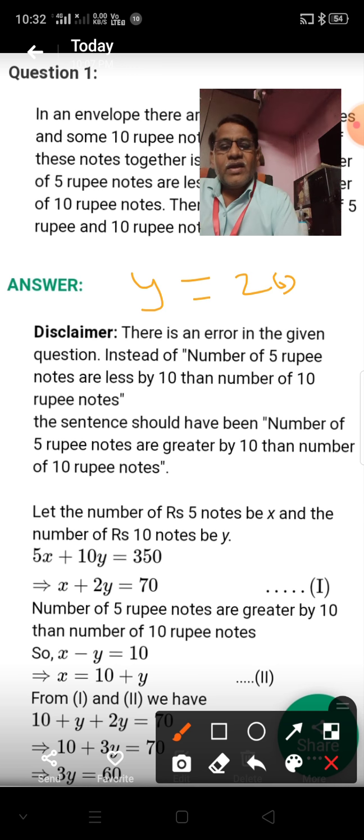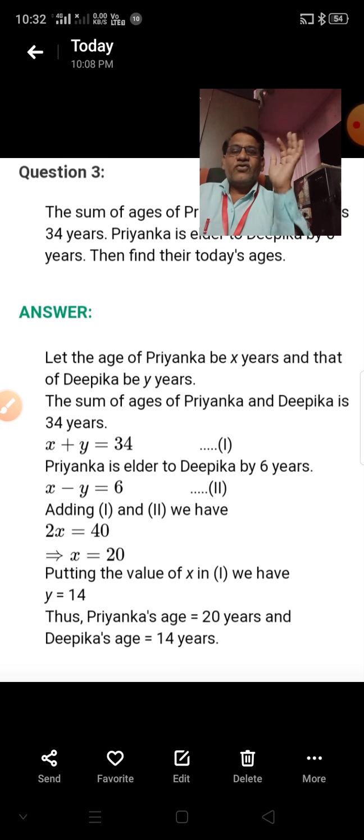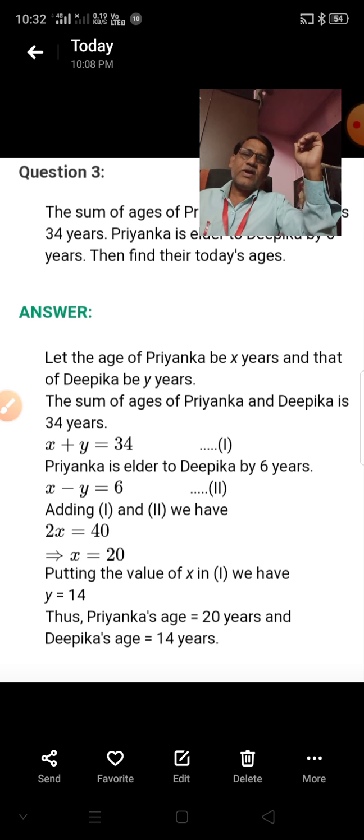Okay, in a similar way we have to go to the next question, but in the next question of the exercise, again some mistakes are there in question number 2. So now we go to question number 3. Don't solve question number 2, it is wrong. There are so many mistakes in that question. So come to question number 3.